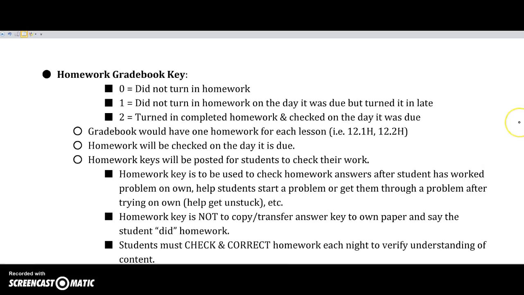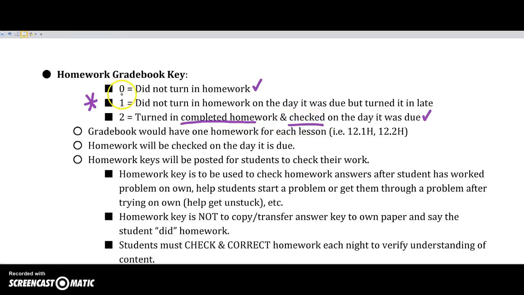Some homework grading keys. So every day when they come in, they'll take that 5-question daily quiz, and we will also be checking their homework. So here's the key that we'll be using. If they earn a 0, that just means that they did not have their homework and did not turn it in. So the first day, they will either get a 0 or a 2. So they didn't do it or they did it. And 2 will mean that they turned in completed homework. So it's completed and it's checked on the day.